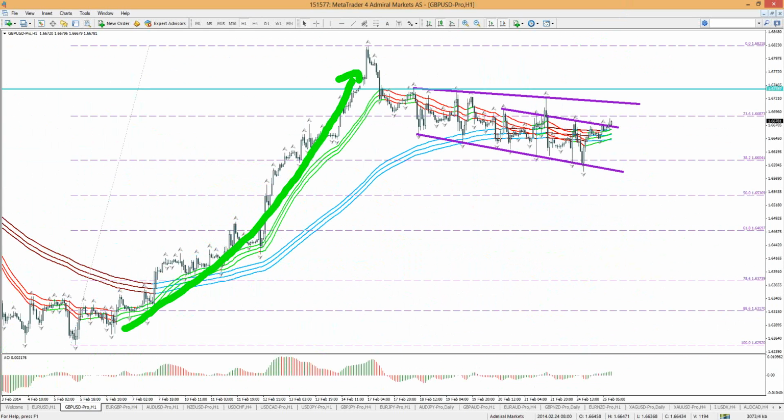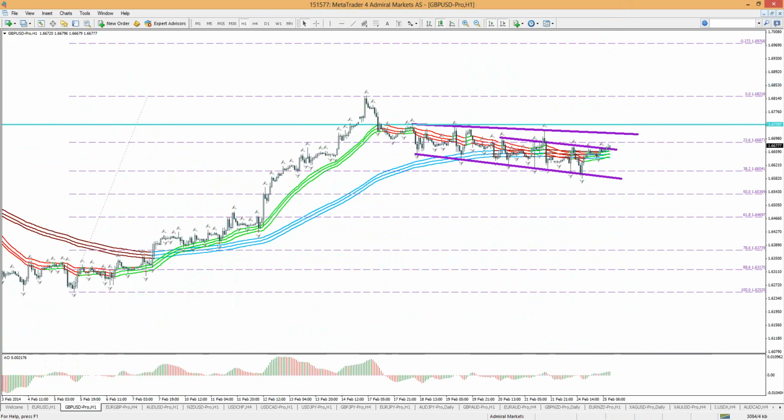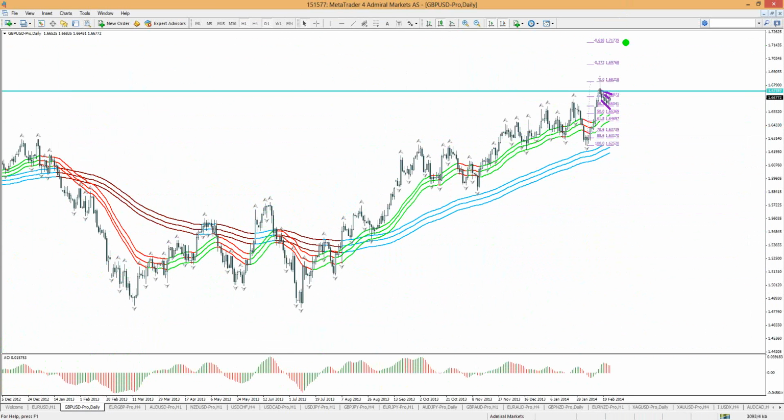If that were to happen, the first target is the minus 272 at 169.76. That's just below 170. But that doesn't have to be the end target though. It can continue up to minus 618 at 171.70 and potentially even further, but that's something we can discuss later on.